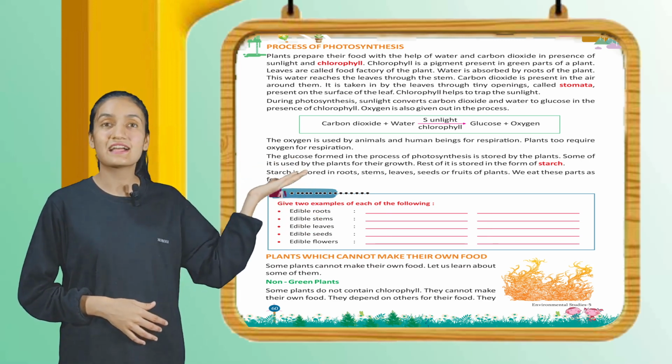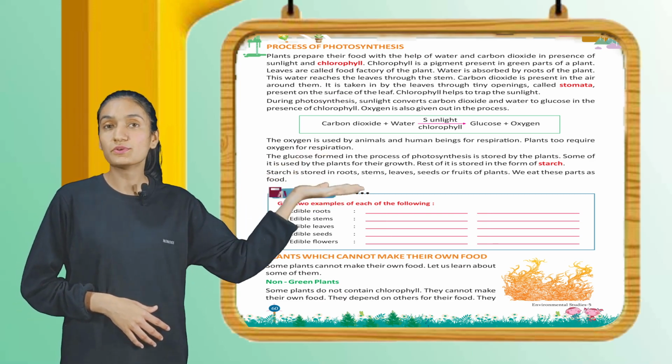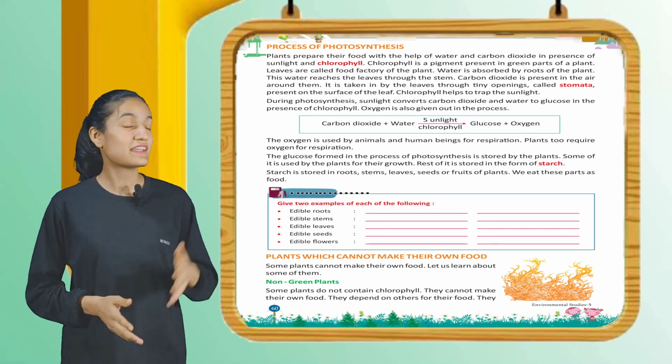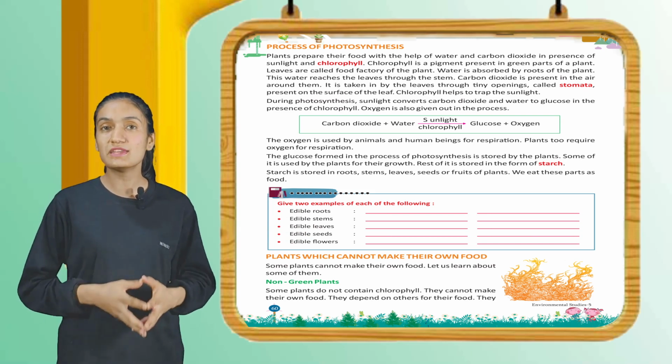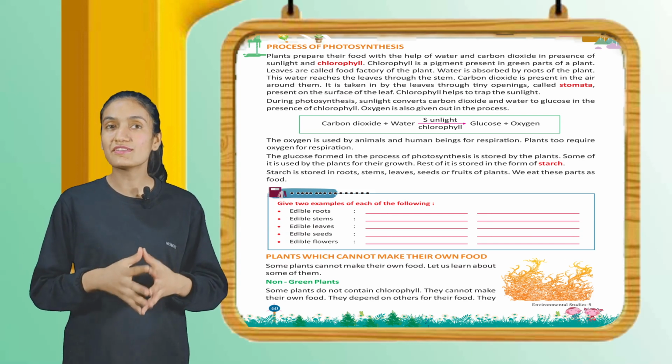Here you can see carbon dioxide plus water converted into glucose and oxygen in the presence of sunlight and chlorophyll. Now, the oxygen is used by animals and human beings for respiration. Plants too require oxygen for respiration.